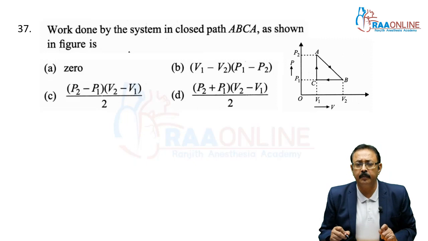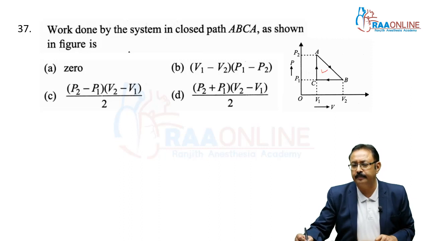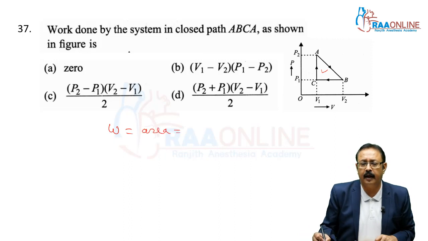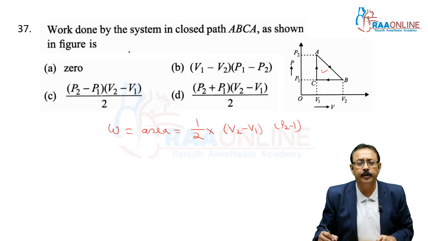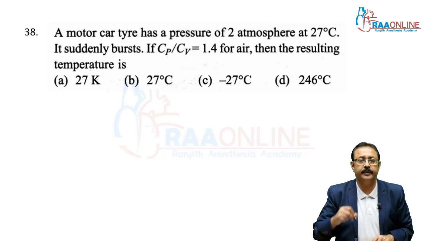Next, the work done by the system in closed path ABCA. In a closed path, it should be the area of this triangle. It is a right angle triangle, so work done means area. Area is half base into height. Base is V2 minus V1 and height is P2 minus P1. So work done should be (V2 minus V1)(P2 minus P1) by 2. So, we got this option.